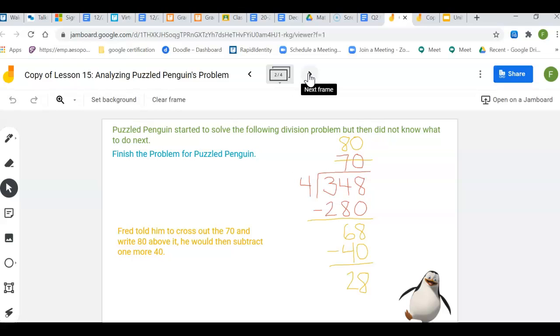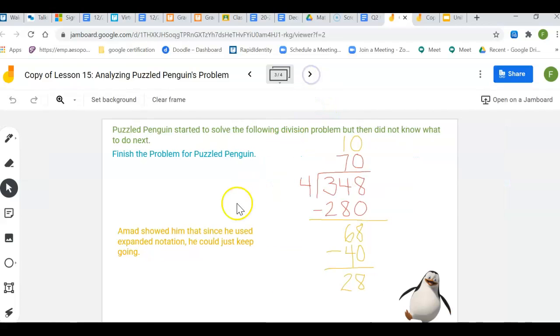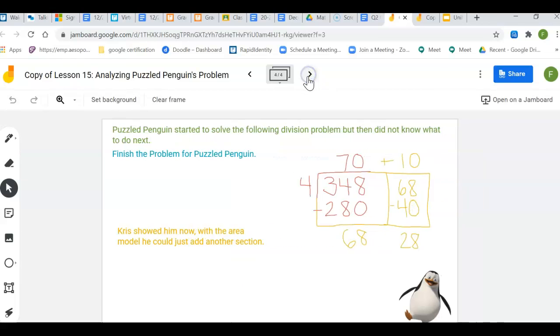All right, so let's go on to the second one. Fred told him to cross out the 70 and write 80 above it. He would then subtract one more 40 down here. Next up, Ahmad showed him that since he used expanded notation, he should just keep going. So Ahmad told him just to keep going instead of crossing out 70 and making that 80, just to continue on and put the 10 up here. And Chris showed him that with the area model, he should just add another section. So this is what Chris showed him to do.